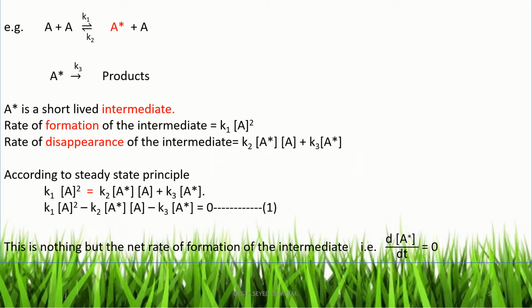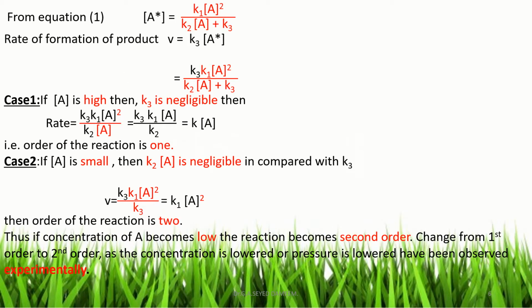In this equation, the positive sign gives the rate of formation of the intermediate, and the negative sign indicates the rate of disappearance of the intermediate. So equation 1 is nothing but the net rate of formation of the intermediate, d A star by dt. According to the steady state principle, this is equal to 0. On simplifying equation 1 for A star, we get A star is equal to K1 A power 2 divided by K2 A plus K3.